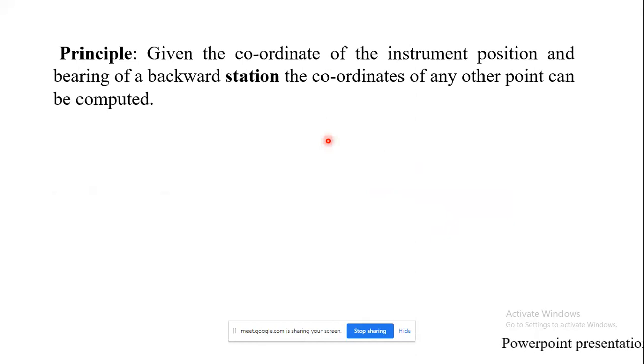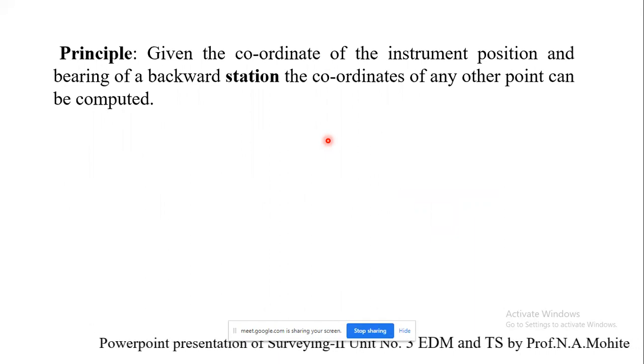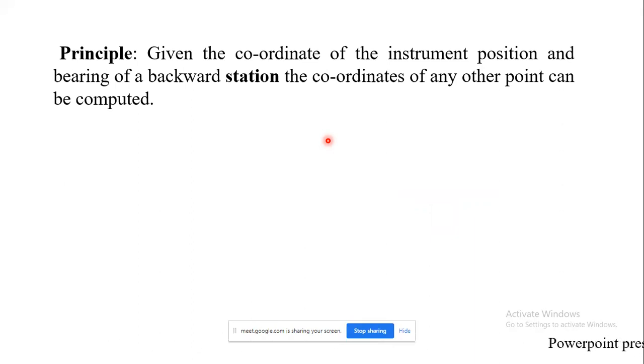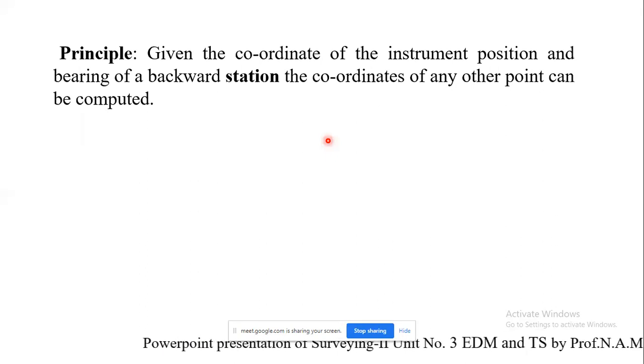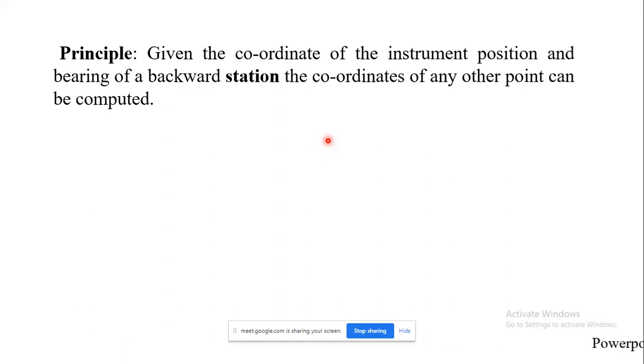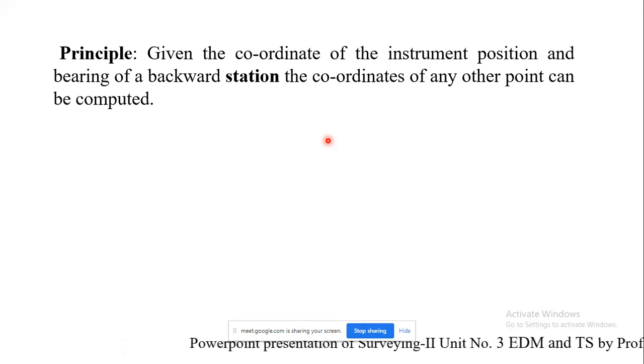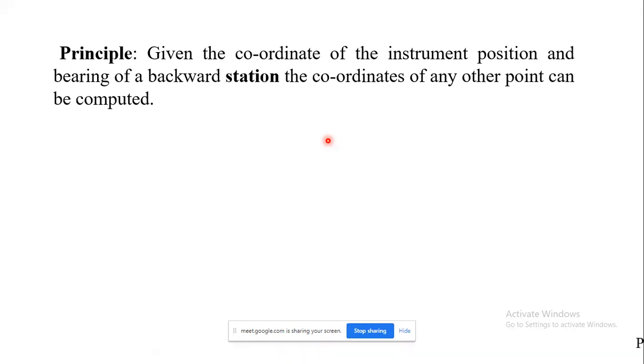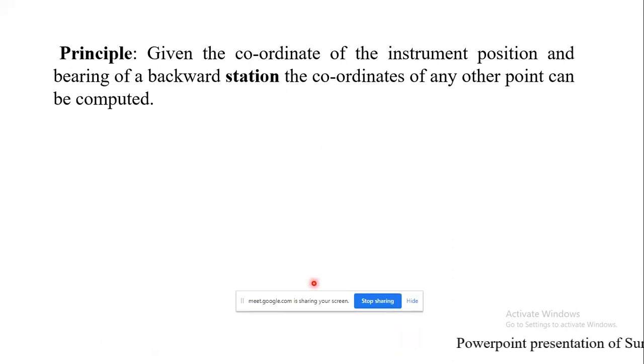Moving further, we'll see what the principle of the total station is. Given the coordinates of the instrument position and the bearing of a backward station, the coordinates of any other point can be computed. So what is the meaning of that? In the coordinate system you have x, y and z coordinates. As we are dealing in the horizontal and vertical plane, you will be dealing with three axes, that is x, y and z.